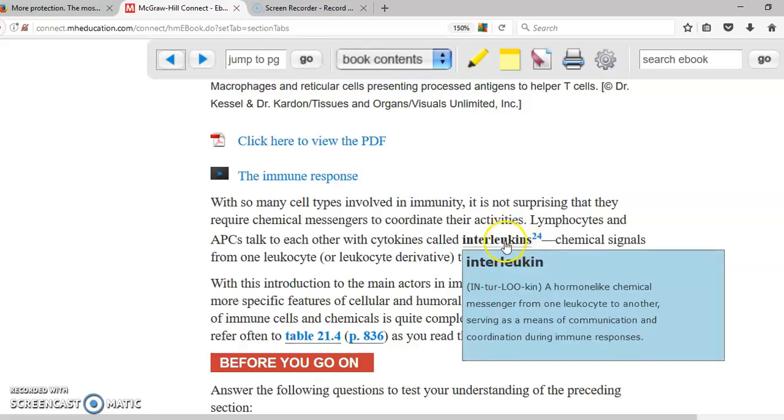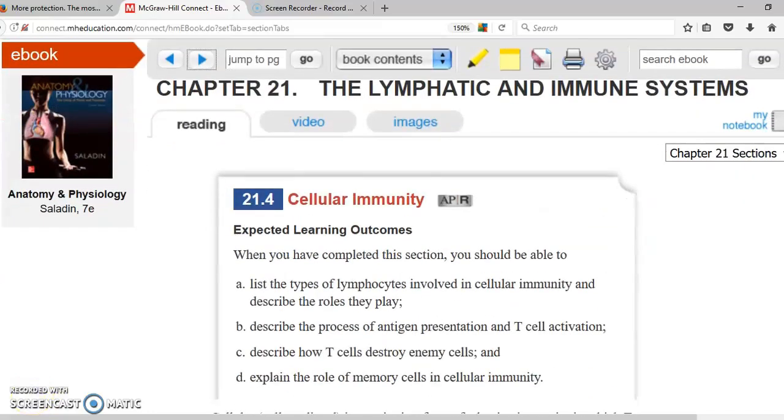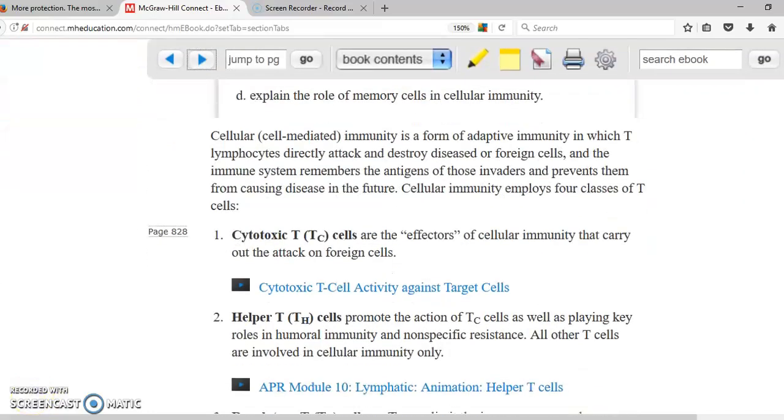Leukocytes are white blood cells, which is why you're seeing interleukins here. This is a way of communication. Basically, these are chemical signals from one white blood cell to another white blood cell. So let's go to the next topic, cellular immunity. In this case, the only cells we are going to talk about are the lymphocytes T and lymphocytes B.